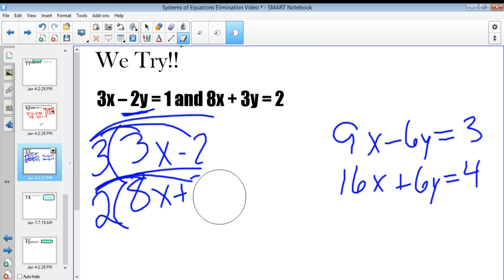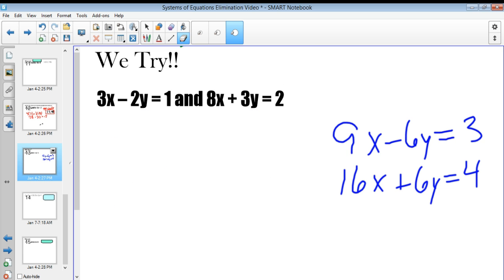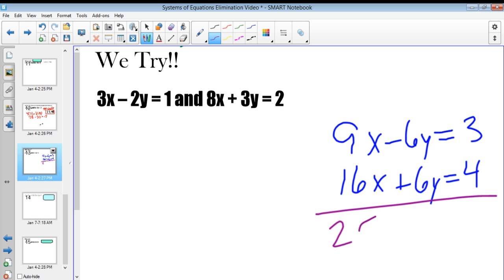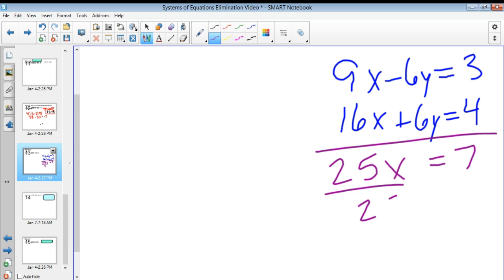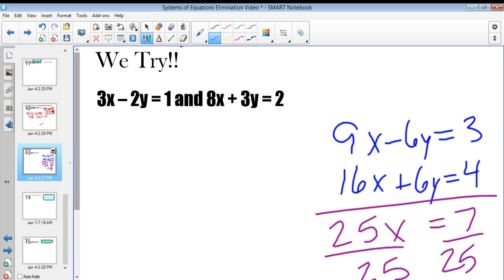And now I'm just going to add these up just like normal. So adding these up gives me 25x equals 7, which means that x is equal to 7/25. And I know in a lot of these problems, we've looked at just positive whole integers for our answers, but you're definitely going to have some on the test, and otherwise, that are going to be fractional, so it's good for you to see them.